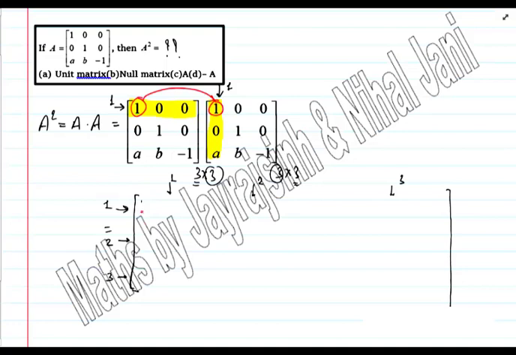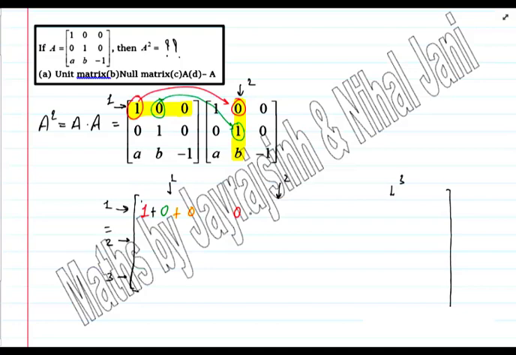Then we have to multiply the corresponding terms. 1 will multiply with 1, it's 1, plus 0 will multiply with 0, give us 0, then 0 will multiply with a, will give us 0, right? Let's quickly move to the second term, which is in first row and second column. So first row, second column is selected, and multiply the corresponding terms. So 1 into 0 will give us 0, plus 0 into 1 will give us 0, and finally 0 into b will give us 0.